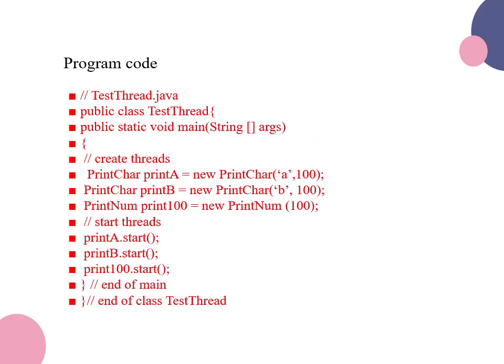So here the character value A is first passed to the printChar method, and the number of times the character is printed is 100, and it runs as a thread. In the same way, the second call to the function prints the character B 100 times. So here the start method performs the running of the thread.